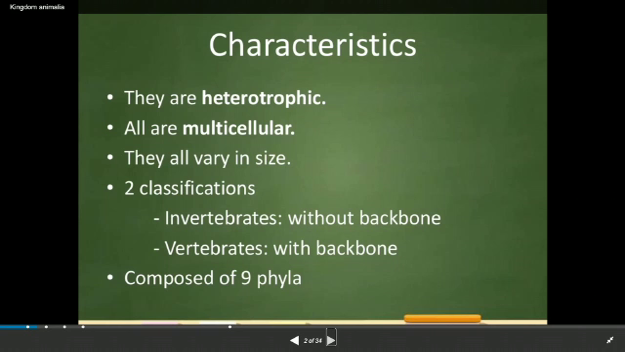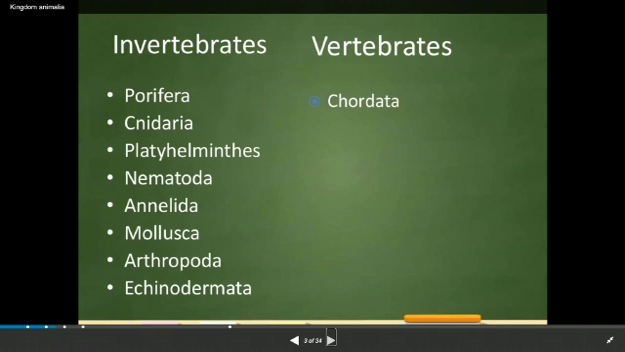According to the broad classification, they are divided into two main groups, which are the invertebrates and the vertebrates. According to the definition, invertebrates are without backbone and the vertebrates are with backbone. These invertebrates are actually composed of the 9 phyla, and these are the Porifera, phylum Cnidaria, phylum Platyhelminthes, phylum Nematoda, phylum Annelida, Mollusca, Arthropoda, Echinodermata, and finally the phylum Chordata.